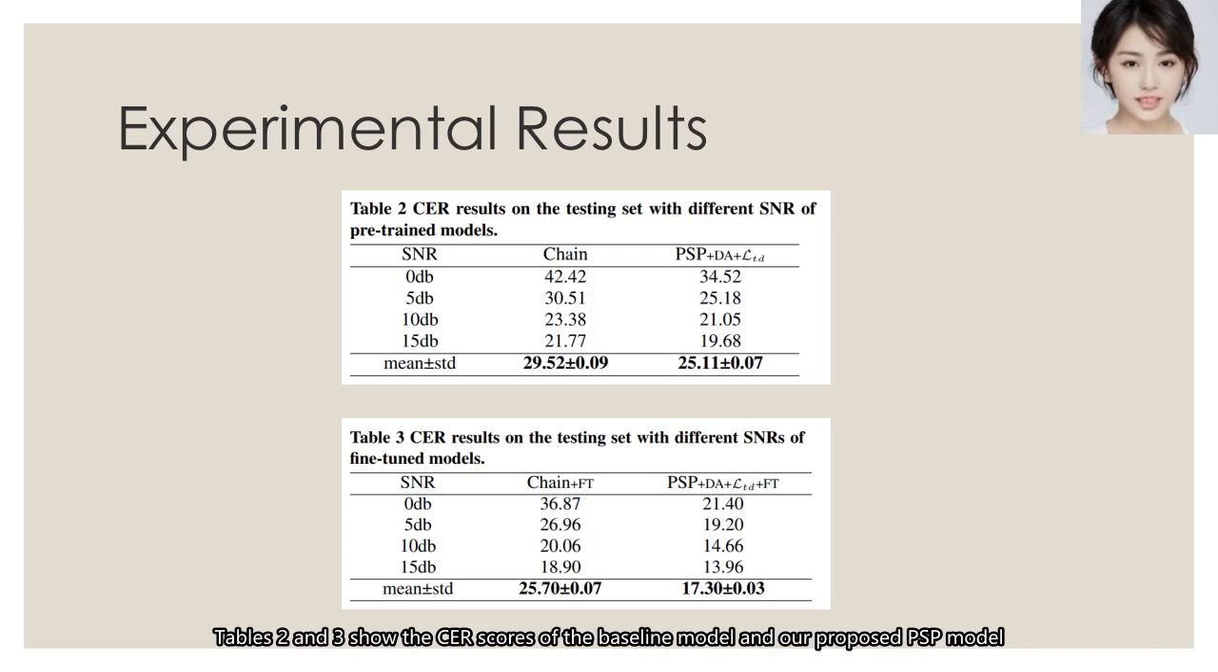Tables 2 and 3 show the CER scores of the baseline model and our proposed PSP model under different SNR conditions, as well as the mean CER and the standard deviation. When SNR becomes larger, meaning that the input speech is cleaner, both models have better CER, and our PSP model significantly outperforms the Kaldi chain baseline. Under the extremely noisy conditions, our method has a larger advantage. Comparing Table 3 to Table 2, the fine-tuning improvement of our PSP model is larger than the baseline.